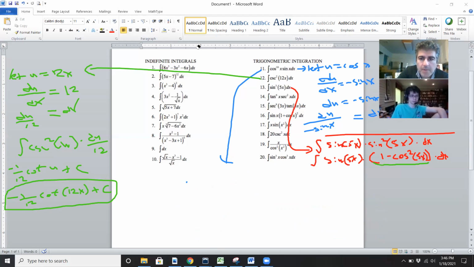Okay. So we let u equal 1 minus cosine squared, so du dx will be 0. And that's going to require a chain rule. So we have the 2 to the front, cosine 5x.